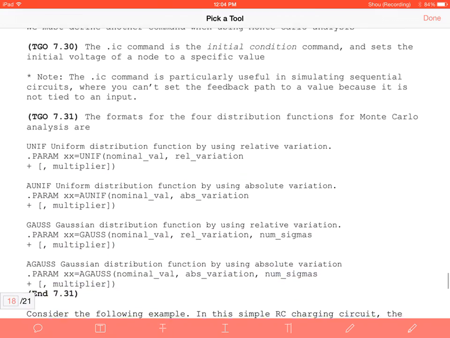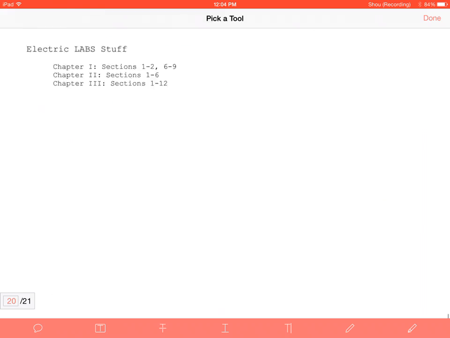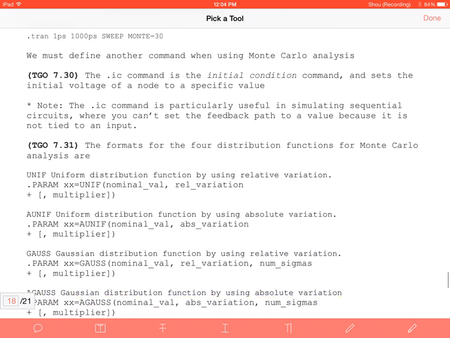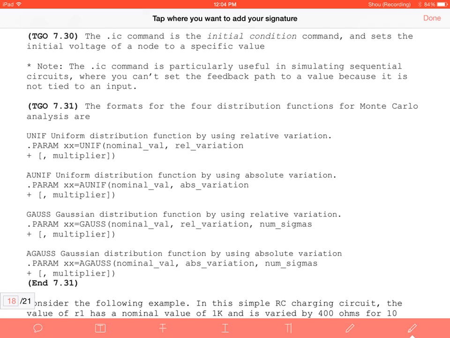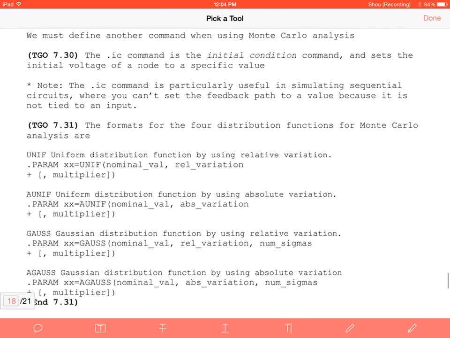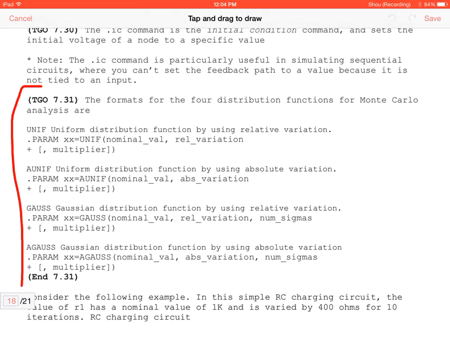Okay, so I think that's the last TGO. Yep, that's the last TGO. So 7.31. Here's the formats. There are 4 different types of Monte Carlo analysis. We have the uniform distribution function using relative variation. That's called unif.